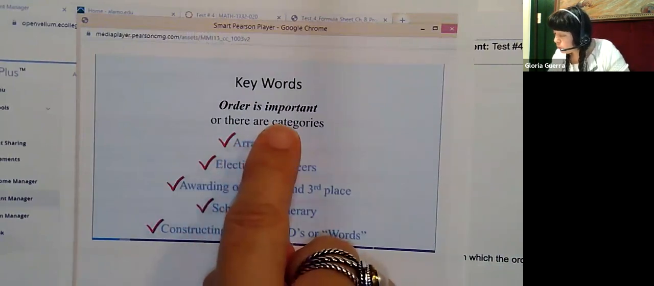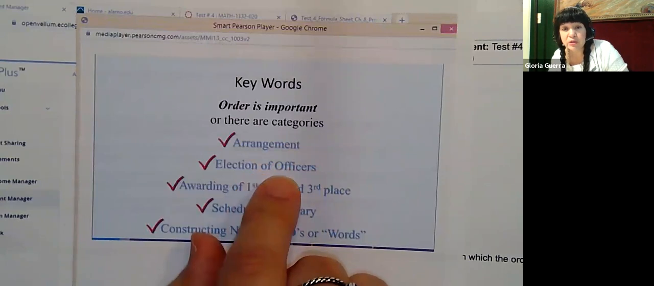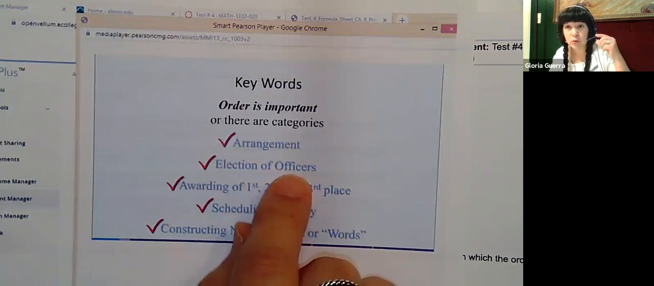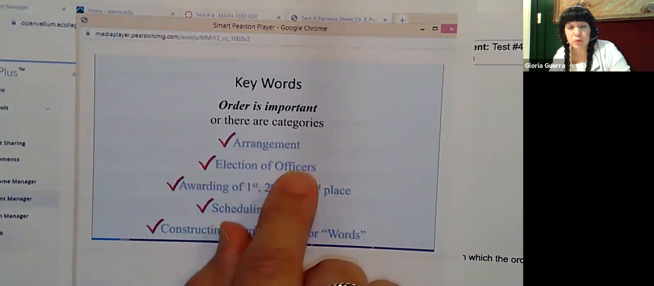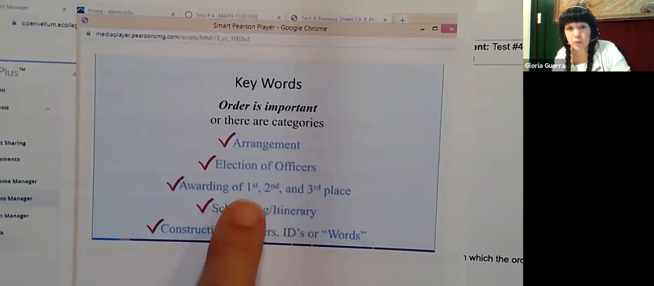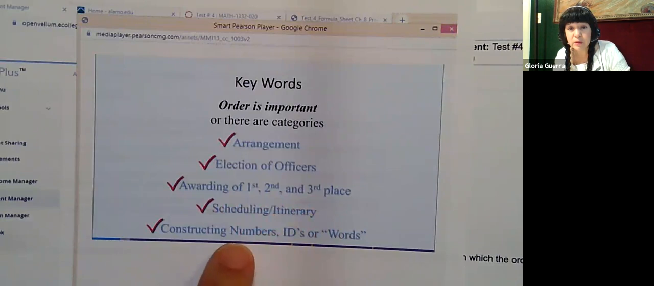This is for when order is important, or there are categories, when you're working with arrangements, like the election of officers. Order is important because normally a person cannot hold several offices at the same time. They're either going to play the role of president or vice president, but it would be difficult to assume both roles. When somebody is selected as president, that person is not going to be considered for vice president. Also, when you're awarding prizes, first, second, and third places, scheduling or itineraries, or constructing numbers, IDs, or words. So these are keywords for when order is important.